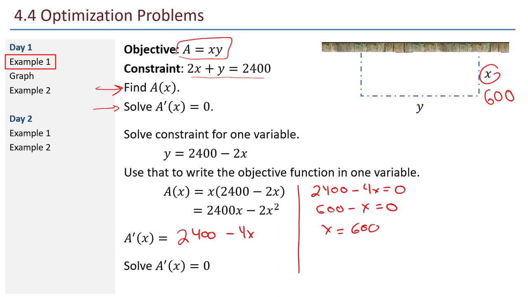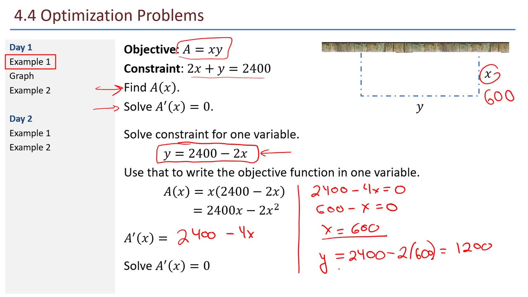What about y? Well, to solve for the other variable, I can go back to my constraint, and I can see the constraint was solved for the other variable I need. So y equals 2,400 minus twice 600, and that answer is 1,200. So I found x, I found y, and that solves the problem. Those are the values of x and y that will maximize the area given 2,400 feet of fencing.